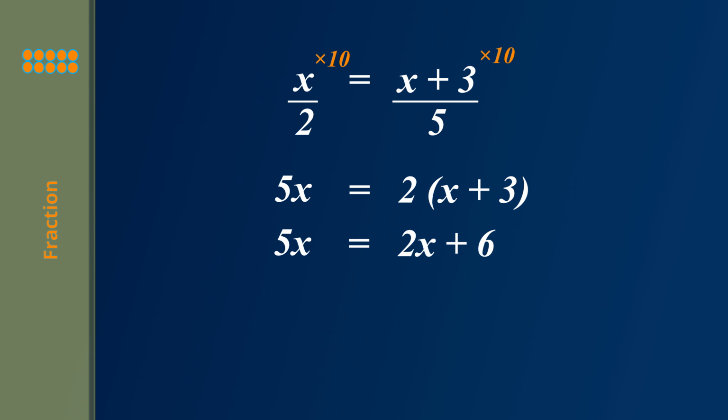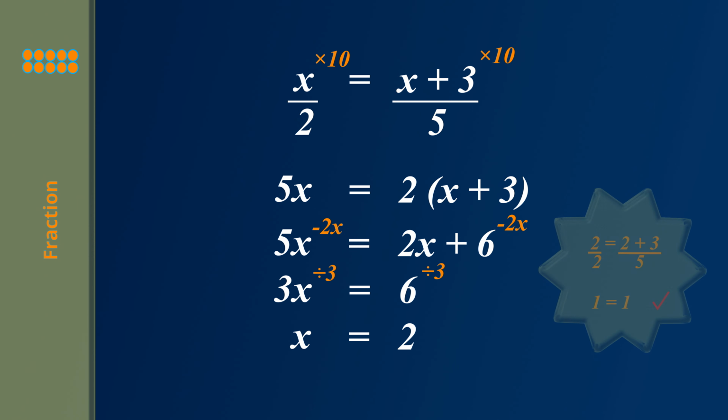Now remember, we want the x's on the left and the numbers on the right, and if you change the side, you change the sign. So we will move positive 2x to the left-hand side. It becomes minus 2x on the left-hand side. On the left, that's 5x minus 2x, which is 3x. On the right is 6, so 3x is 6. Now just divide both sides by 3, and the answer is x equals 2.